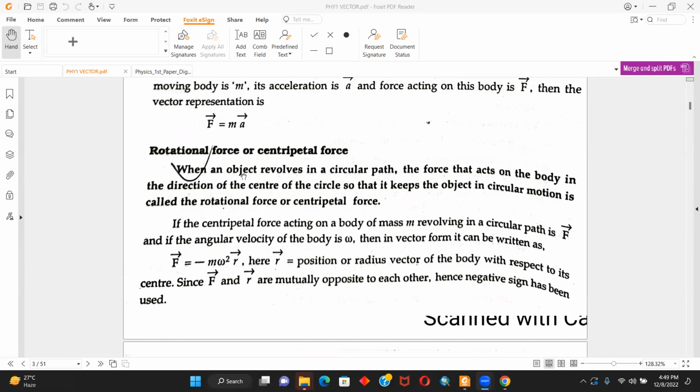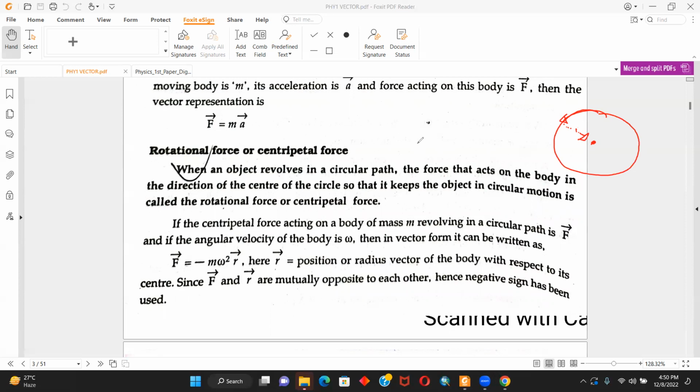So let's just say a particular object is moving in a circular path. Let me draw it for you. Say this is an object moving in a circular path. At whichever point it is, it will feel a particular force towards the center of that path.